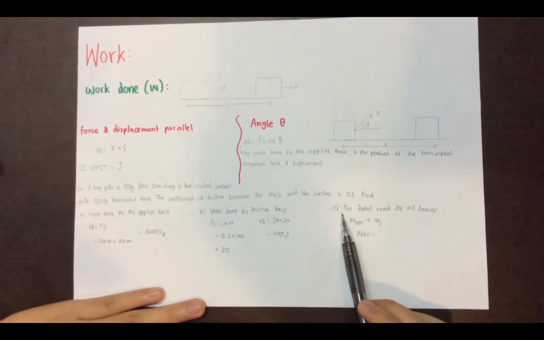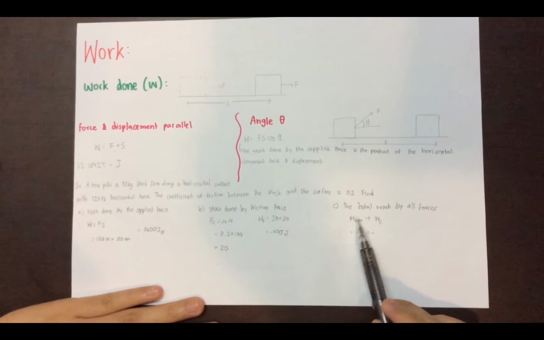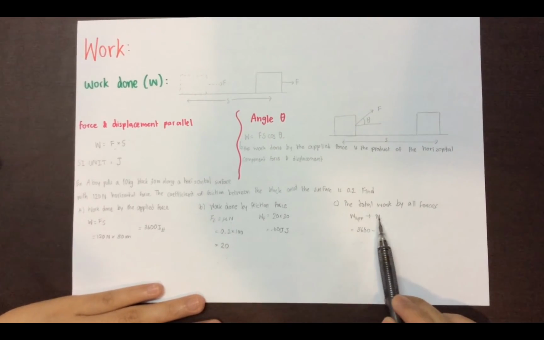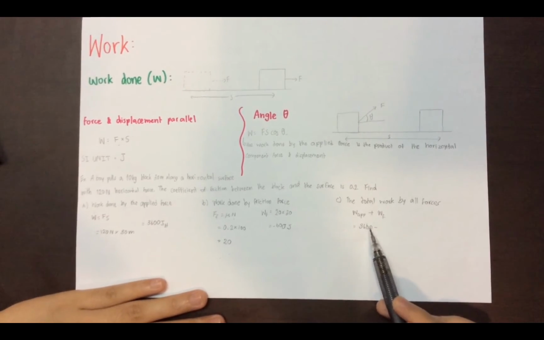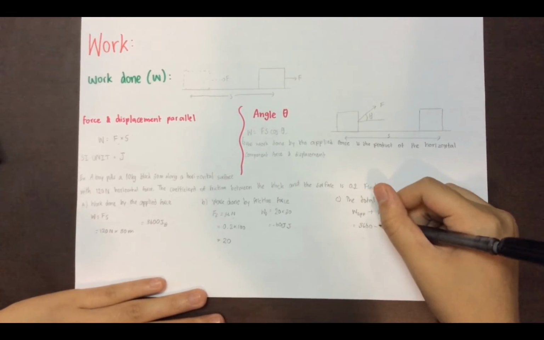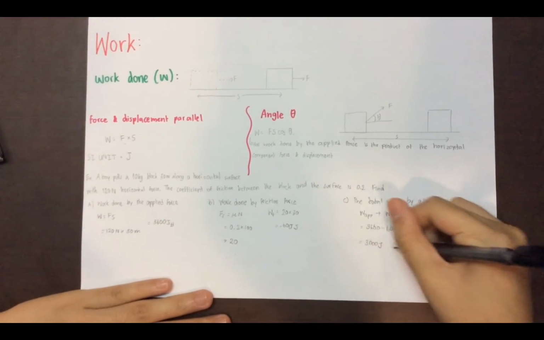The third one is we need to find the total work by all forces. So we get work applied plus work of friction force: 3,600 minus 600 joules. So we get 3,000 joules.